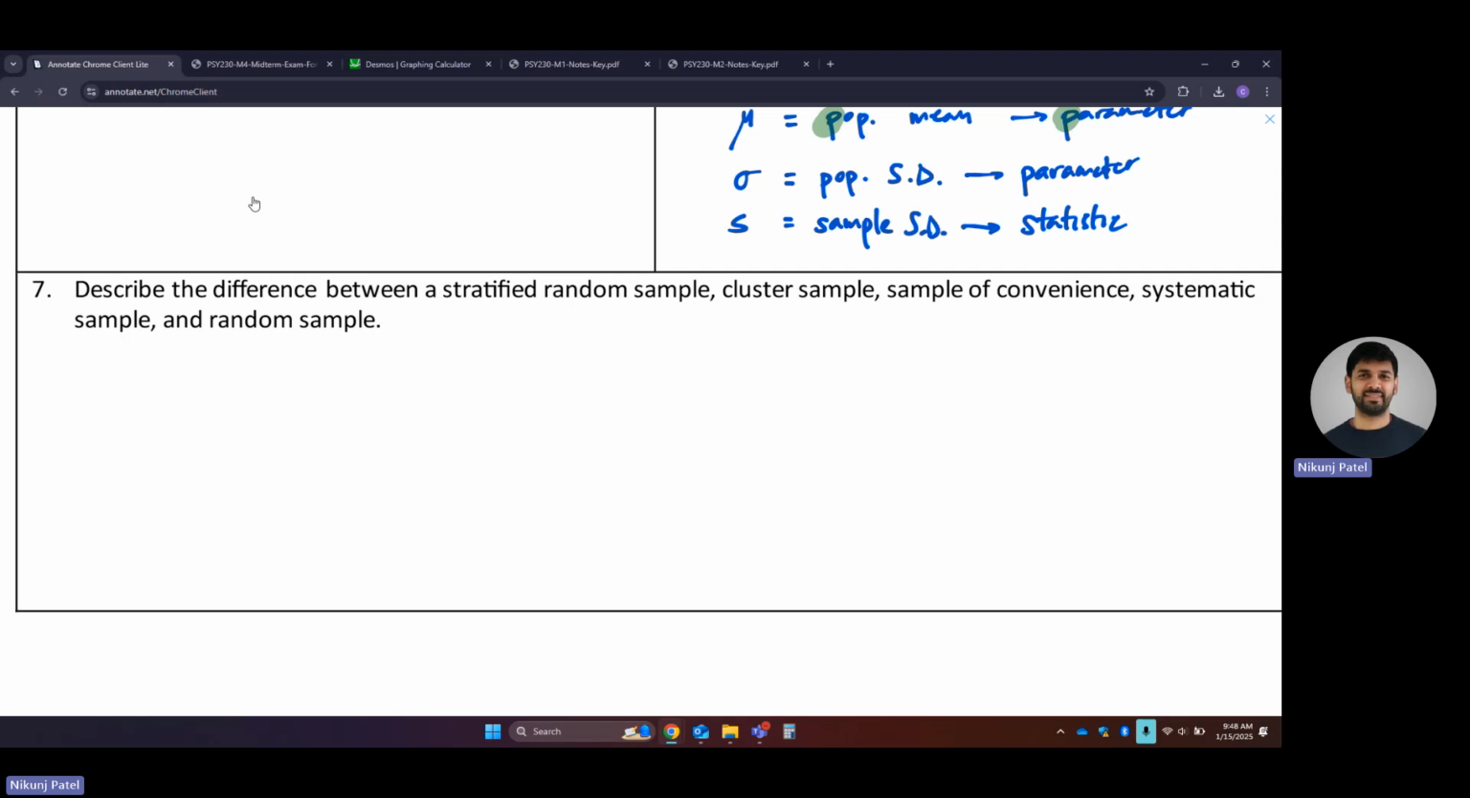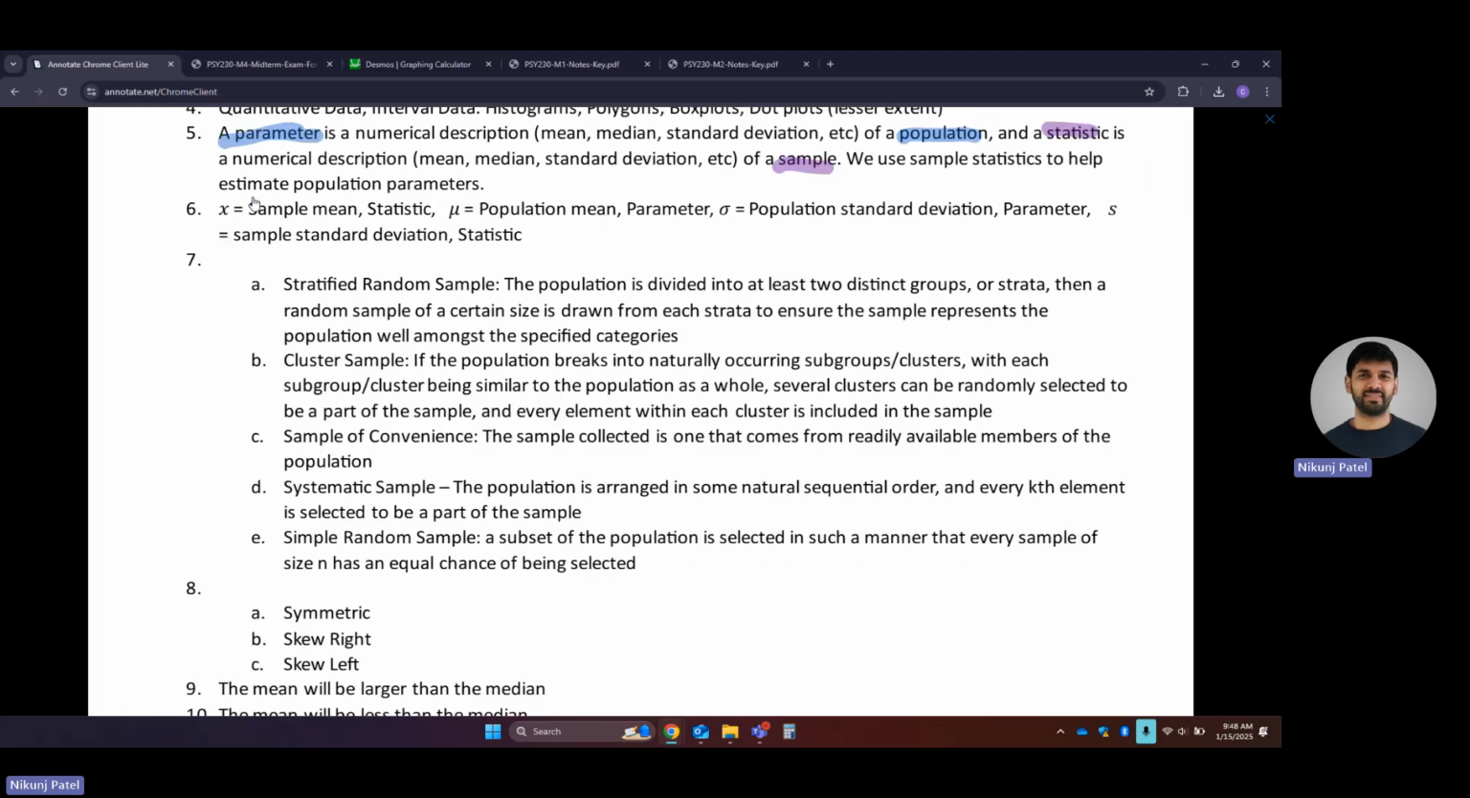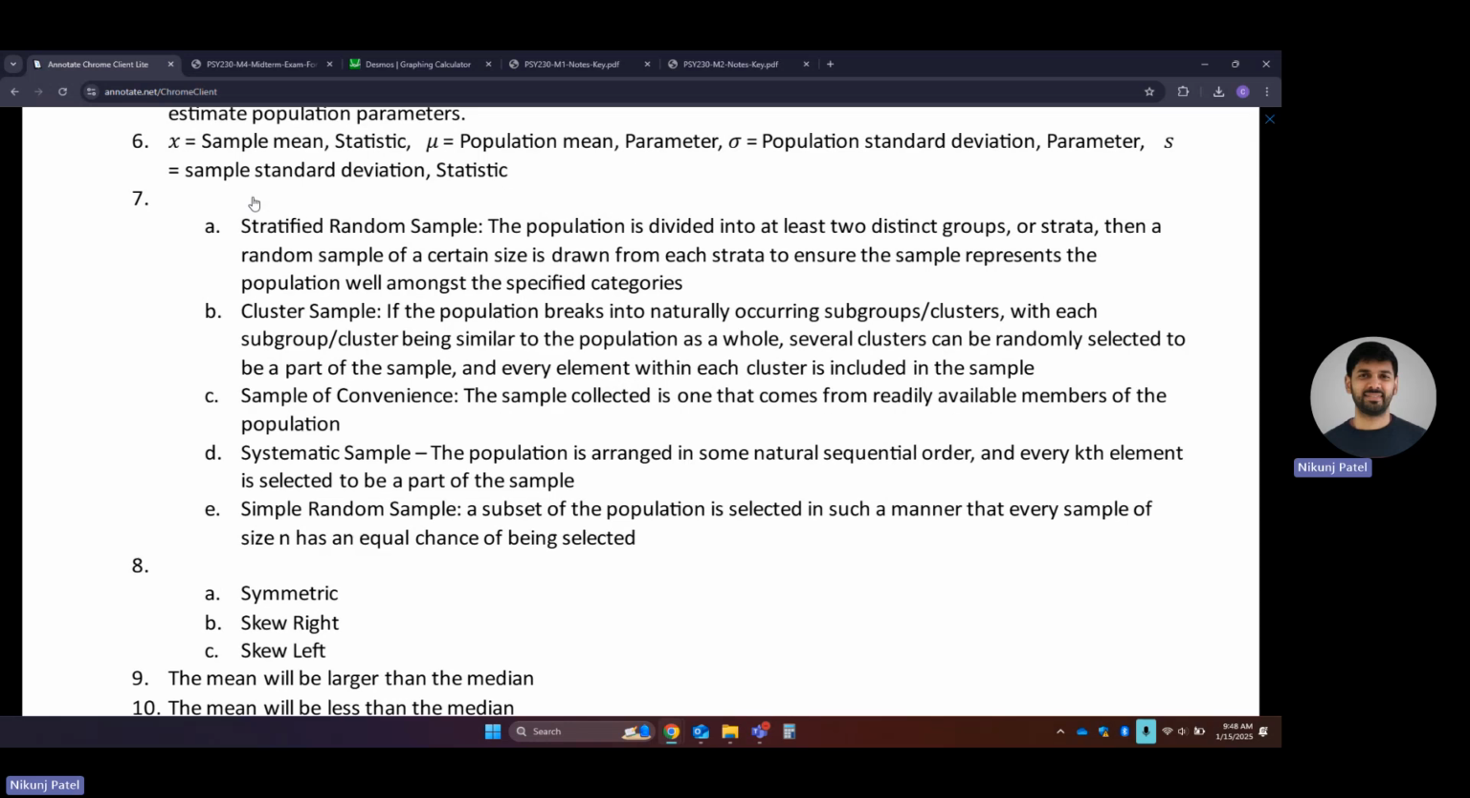at number 7, the definitions, you can either find them in your notes or here they are again in number 7 in the answer key. But each of these has a specific definition that you'll want to memorize. Stratified sample is dividing the population into a bunch of groups and then picking people from each group.